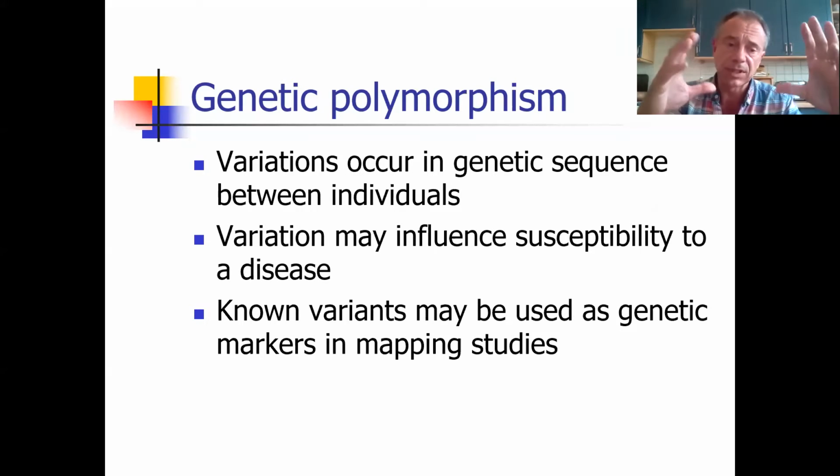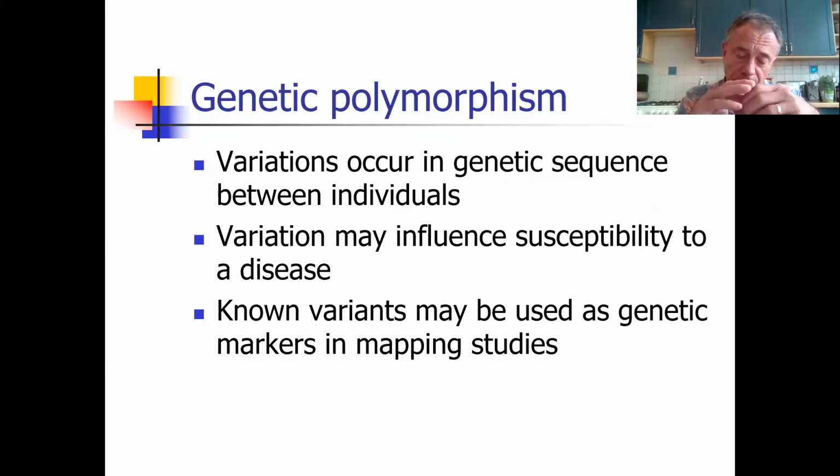So what we're interested in when we look at genetics is, although human beings are 99.9% identical, there are some variations between them, and we're interested in the way that variation can have an impact on susceptibility to disease or other traits.